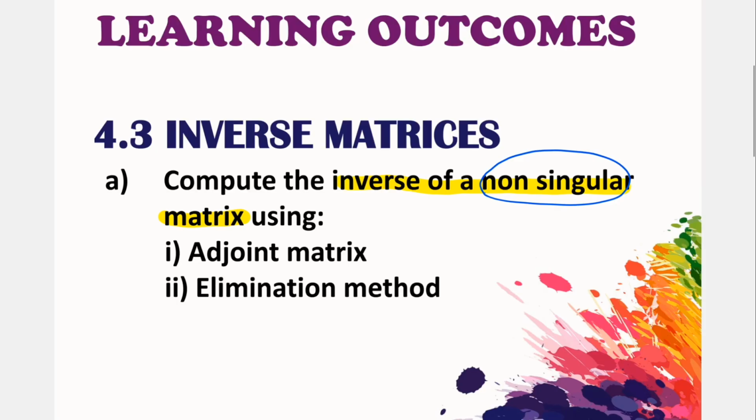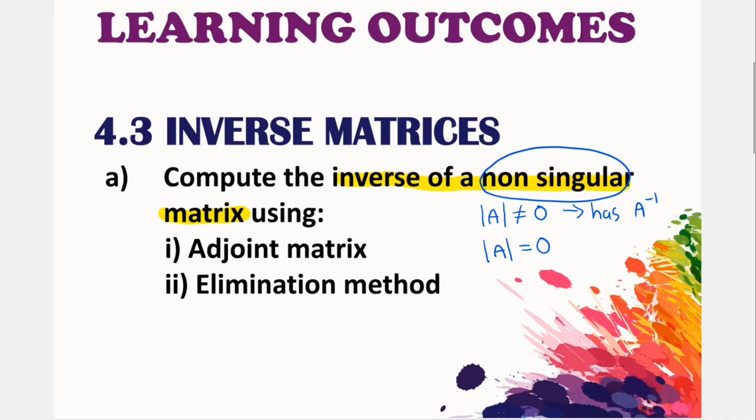If the determinant of a matrix, let's say matrix A, is non-zero, which is not equal to 0, then the matrix has an inverse. If the determinant of the matrix is equal to 0, this matrix is called a singular matrix, which means we cannot find the inverse of the matrix. So the matrix has no inverse.